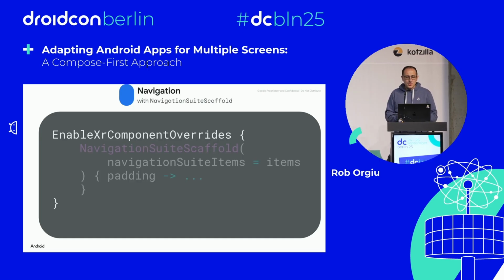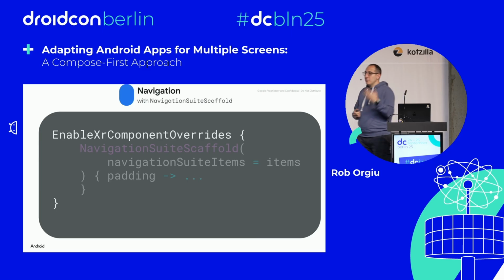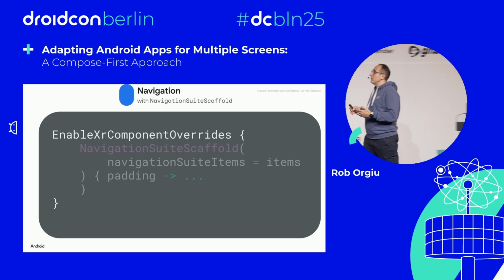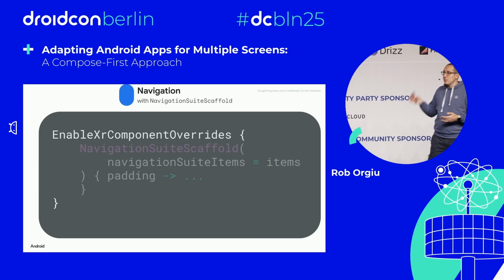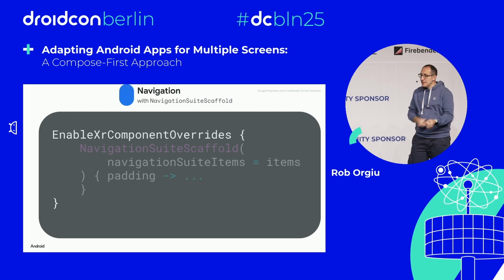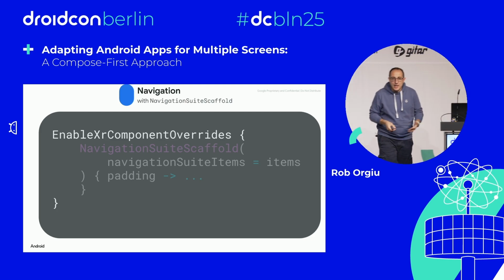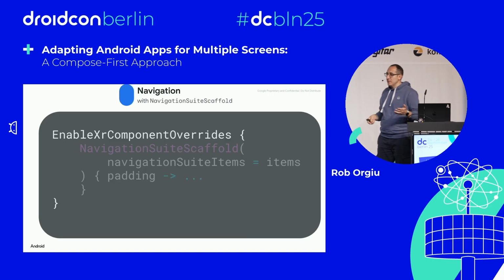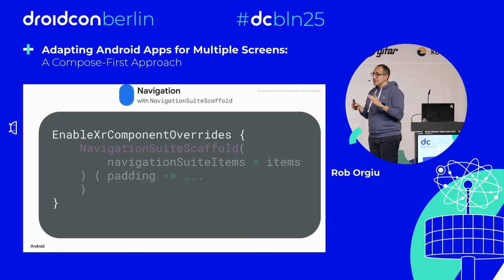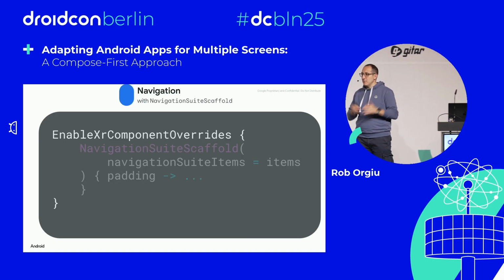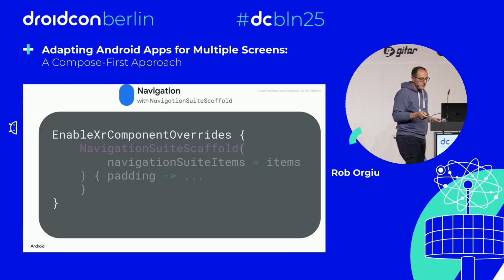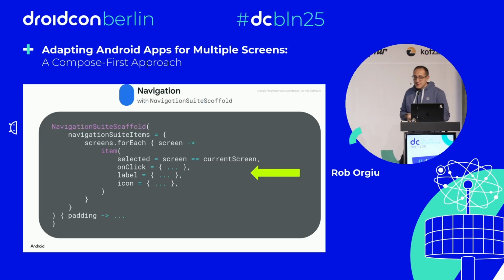And the implementation is actually easy. And for being more future-proof, it works already with the XR components. So you just wrap them into the overrides, and you get nice features like the orbiter. So with one scaffold, we cover already all the spectrum. So let's see in detail how we can implement the navigation suite scaffold.